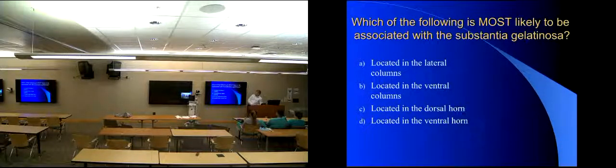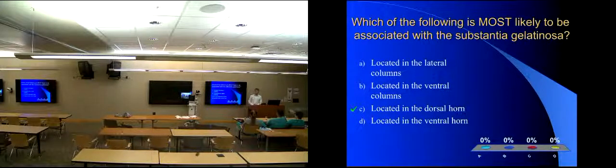Which of the following is most likely to be associated with the substantia gelatinosa? I think C. I think C too. C is correct. So the substantia gelatinosa, what's key about it? Why is it important? It has something to do with your proprioceptive and sensory, it goes into the dorsal column somewhere. It's part of the sensory pathway. It's for pain.